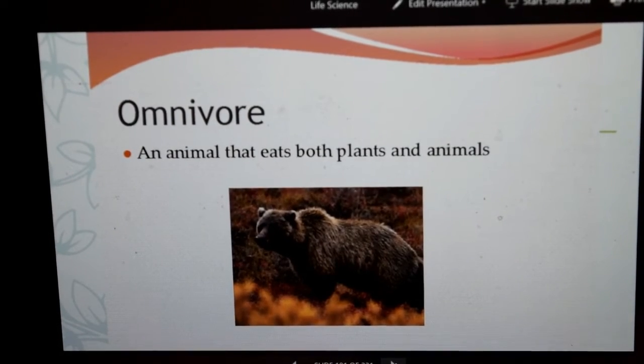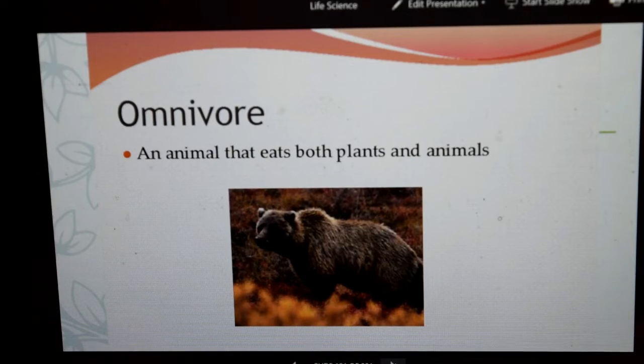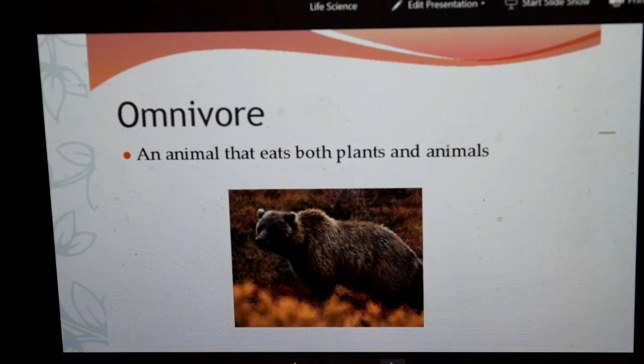Then you have an omnivore. That is an animal that eats both plants and animals. So there's a bear there. Bears will eat some plants as well. They eat berries and that sort of thing, but I think a lot of their diet comes from animals as well. Humans would be considered omnivores because we eat plants and animals as well. So any creature that eats animals and plants is an omnivore. So we have herbivores, eat plants. Carnivores, eat meat. Omnivores, eat both.